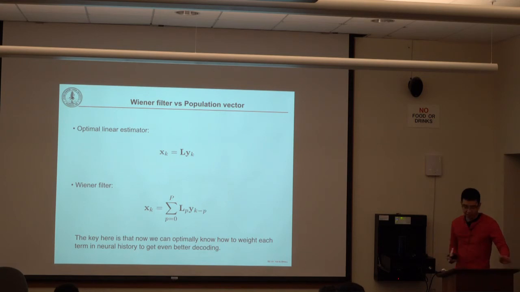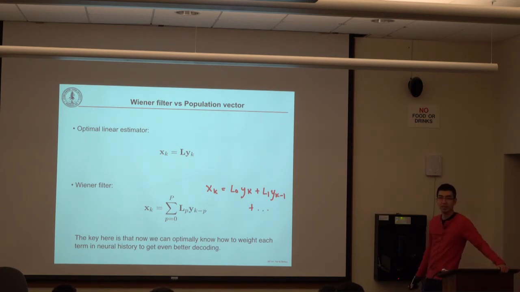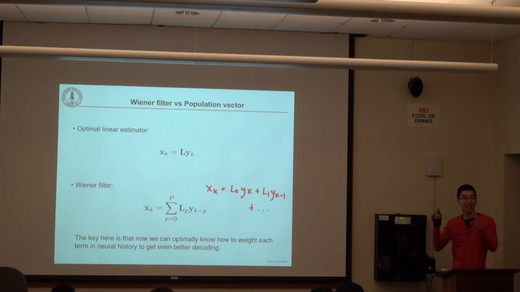Let me write just the first two terms. xk equals L0 times yk plus L1 times yk minus 1 plus dot, dot, dot. What's one way that I might find L1? Exactly. One way you could do it is delay all your neural activity by one time step and then perform your same optimal linear estimator equation. Does that make sense?